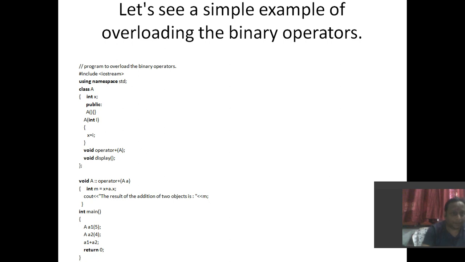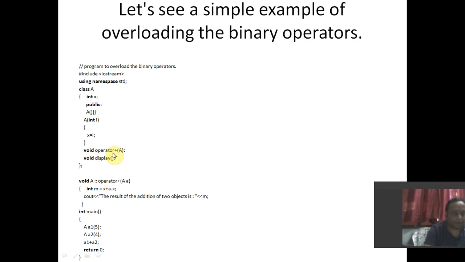A simple program is here in which we declare 2 constructors. One is a constructor without argument, and the second is a constructor with arguments. Class A is created, the variable x is created, a simple A constructor without argument, and an A constructor with int I, where we put the value x = I.